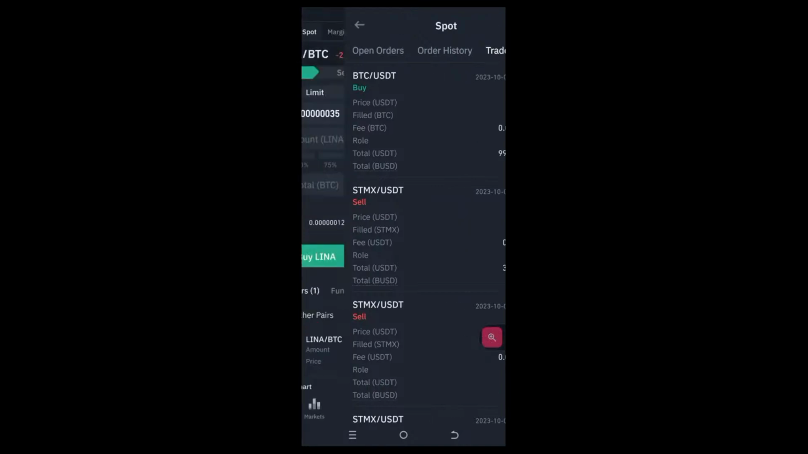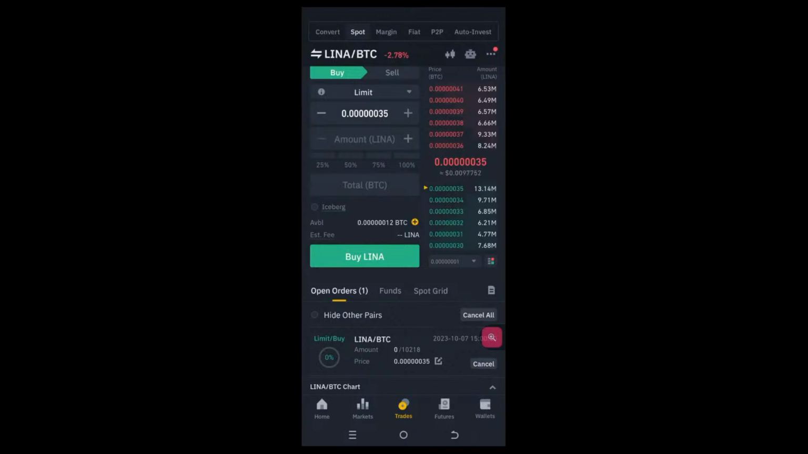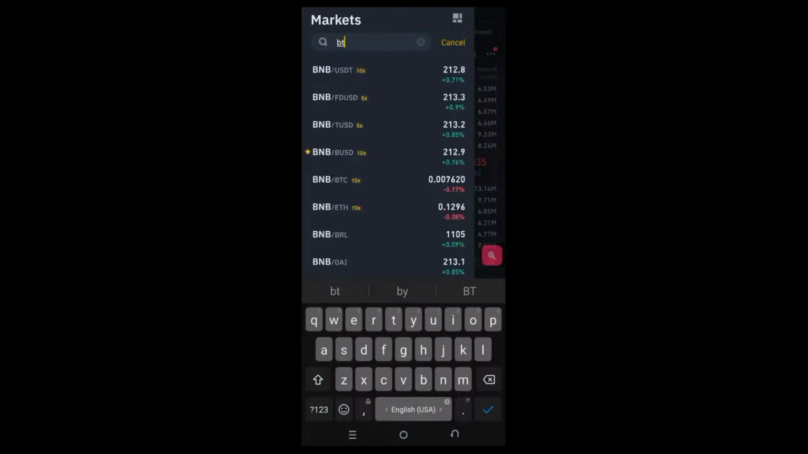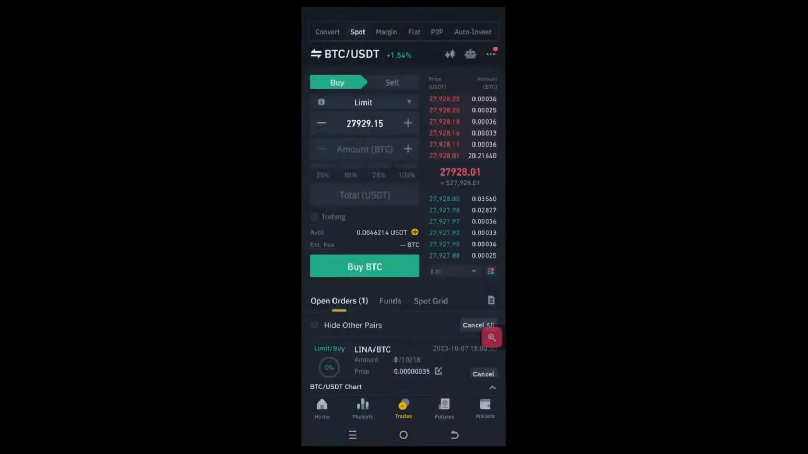Okay, let's go check what BTC is saying right now, because this is how you do it, right? You must always have a way out. Always have a way out, right? So let's check that out.